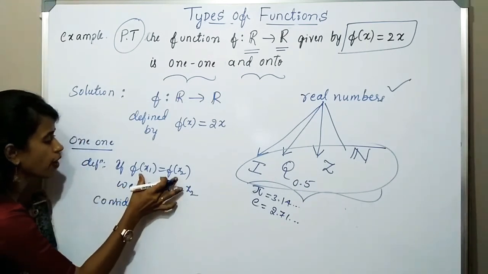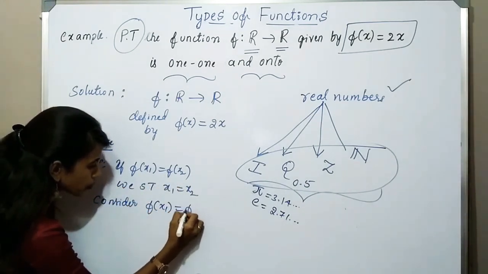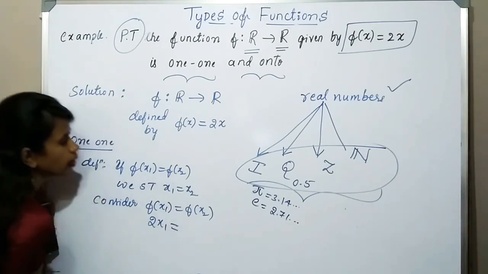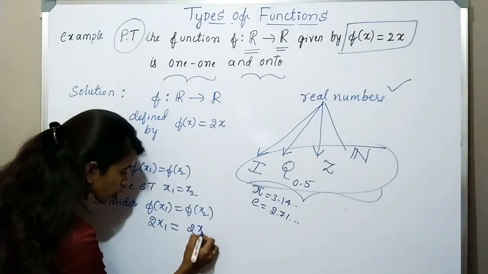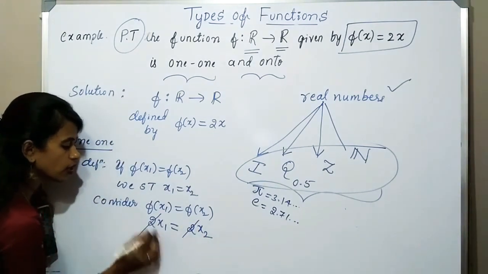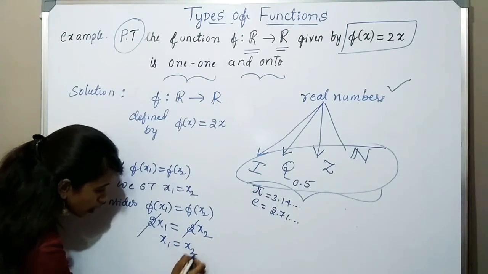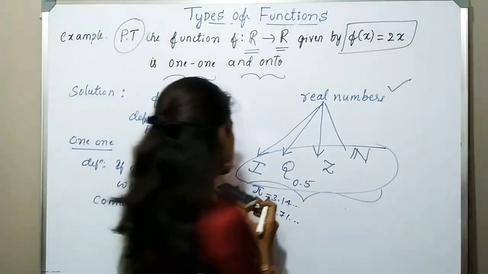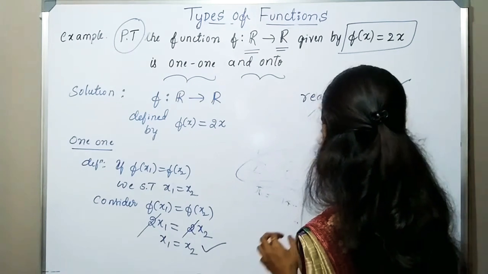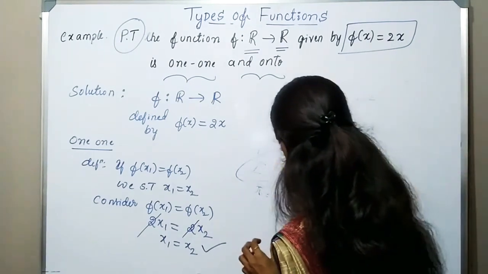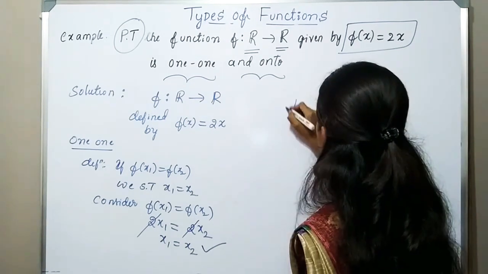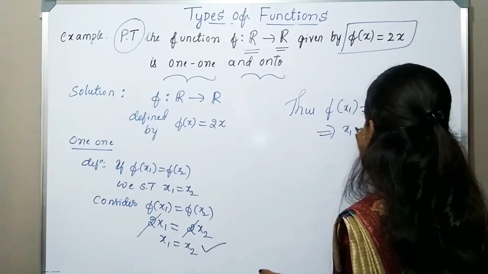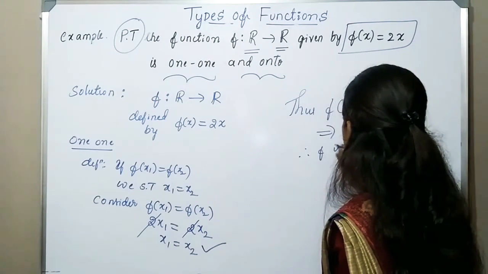So consider f of x1 is equal to f of x2. What does it mean? f of x is 2x, so f of x1 is 2x1 and f of x2 is 2x2. Since 2 is non-zero, both get cancelled. Here x1 is equal to x2. So we showed that x1 must be equal to x2. Thus, f of x1 is equal to f of x2 implies x1 is equal to x2. Therefore, f is one-one.